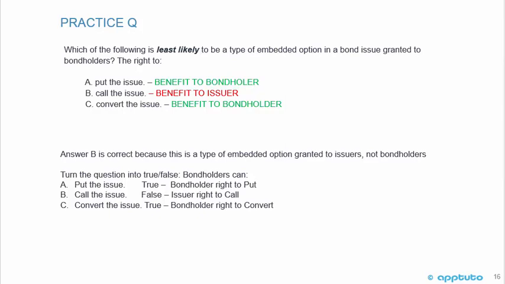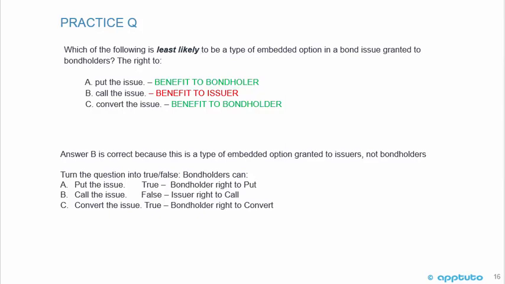So to put the issue, that's a benefit to the bondholder. To convert the issue, that's a benefit to the bondholder. To call the issue, as we saw, that's the benefit to the issuer. So the correct answer is B. As I said, answer B is correct because this type of embedded option is granted to the issuer, not the bondholder. And again, you can turn this question into true or false.